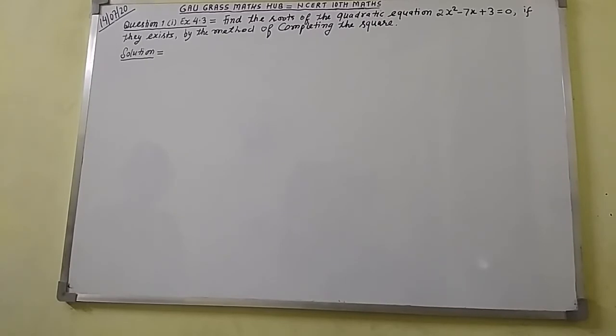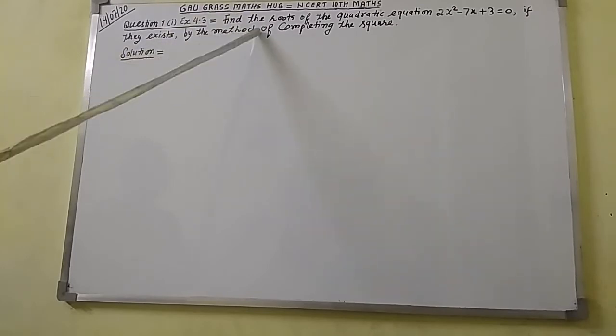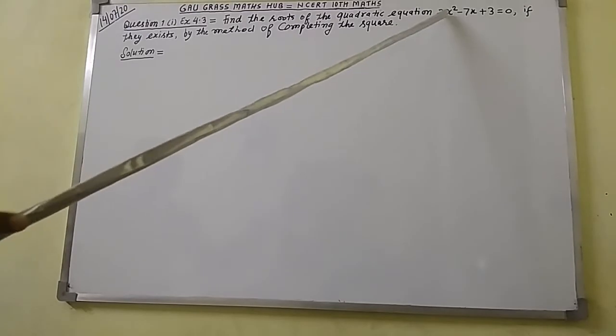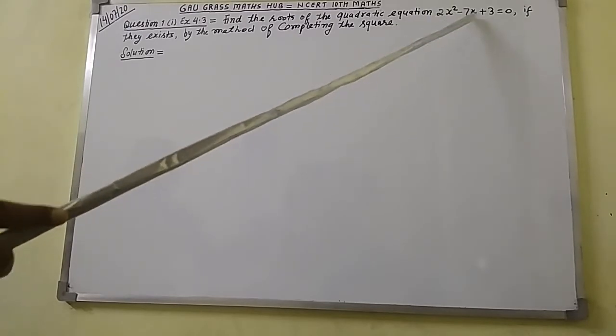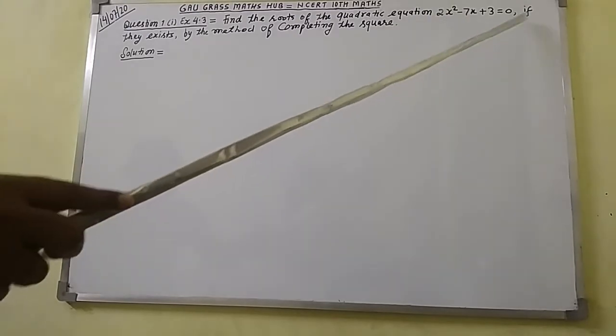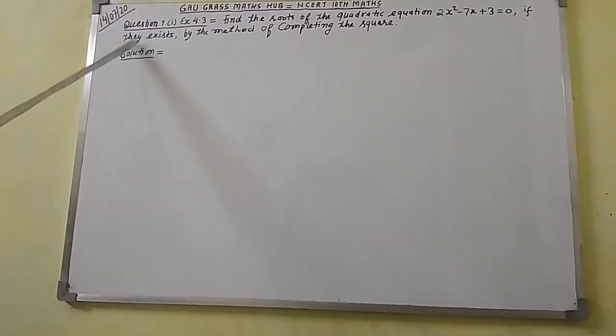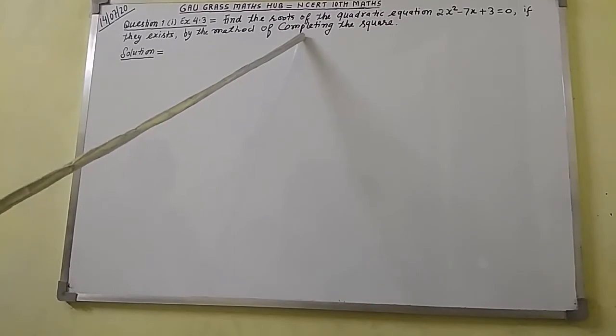Today I have taken one question from NCERT 10th Maths. Question number 1, Roman 1, exercise 4.3: Find the roots of the quadratic equation 2x square minus 7x plus 3 equal to 0, if they exist, by the method of completing the square.